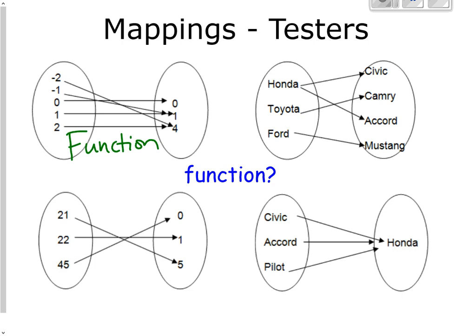If I look underneath, I'm going to stick with the numbers. So bottom left, I have 21 goes to 5, 22 goes to 1, 45 goes to 0. This is definitely a function. Each input has one output. Let's go over to the cars here, though.